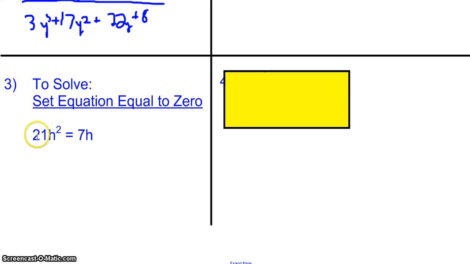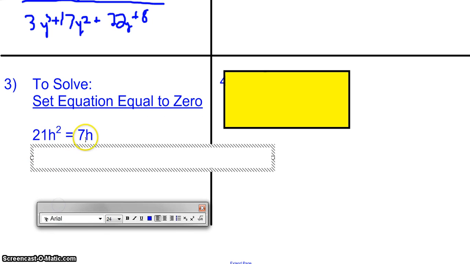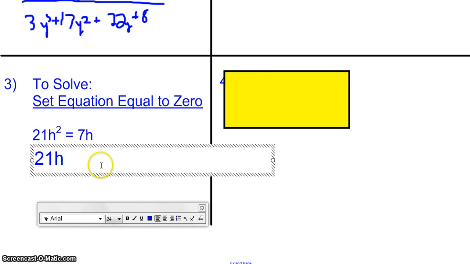So we're going to maybe move 7h to the left. We could move 21h squared to the right, but I like the fact that it's nice and positive, and it's the higher degree, right? So let's move 7h to the left by subtracting it from both sides. That would leave us with 21h squared minus 7h, right? And on the right, minus 7h. The right side now equals 0.